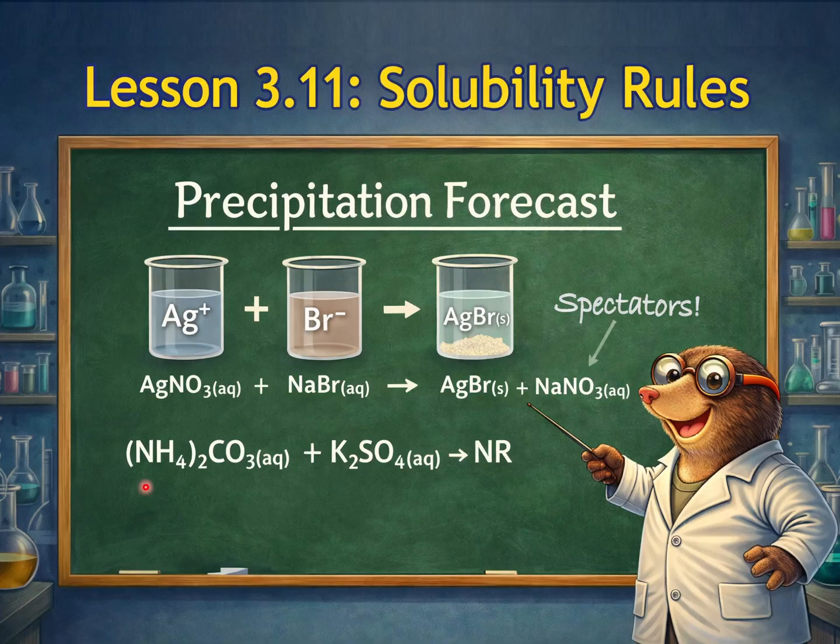So here we have ammonium carbonate, aqueous, potassium sulfate, aqueous, and when you do the double replacement reaction, you still end up with aqueous products. So that means that this is a no reaction. On the other hand, if you were to take silver nitrate, aqueous, sodium bromide, aqueous, and allow those to react, you'll get a precipitate of silver bromide and sodium nitrate. And we'll see that species that remain aqueous, or aqueous products, are called spectators. By the end of the lesson, you'll be able to use the solubility rules to predict products as well as write net ionic reaction equations.